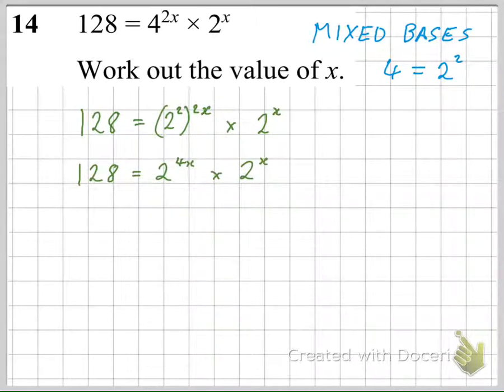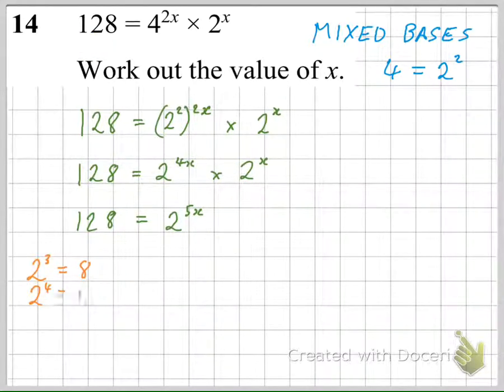And then in this arrangement, 2 to the power something times 2 to the power something else, you can combine those using what we call the first law of indices, where you just add the powers. So you end up with just 2 to the power 5x. Now, it's a case of noting that actually 128 is also a power of 2. And which power of 2 is it?